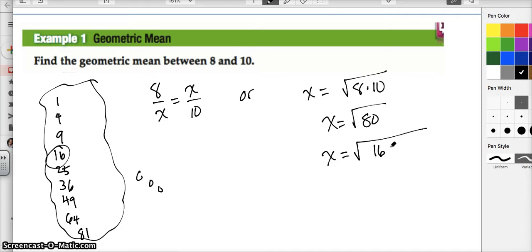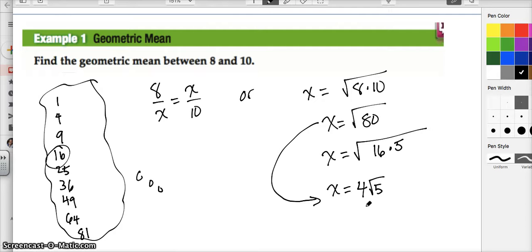16 times 5. So I rewrite this as 16 times 5. And now to simplify this, I say, okay, which one can I take the square root of? 16. I engineered that. So the square root of 16 is 4. And the square root of 5 can't be done. So the way I would write the square root of 80 in a simplified form would be X is equal to 4 root 5. You should have seen this before. If you haven't, I talk a lot about math all the time.